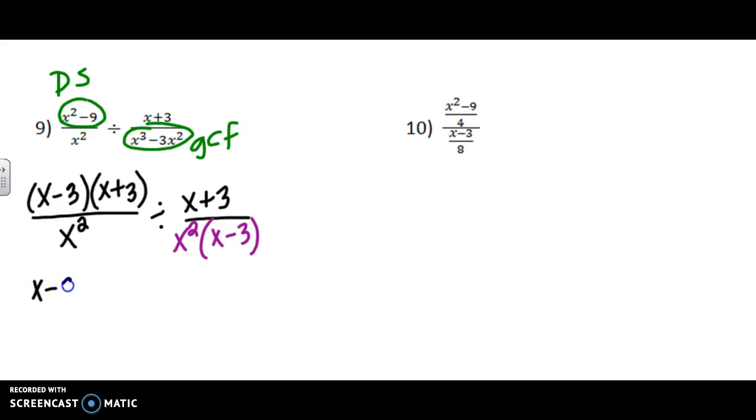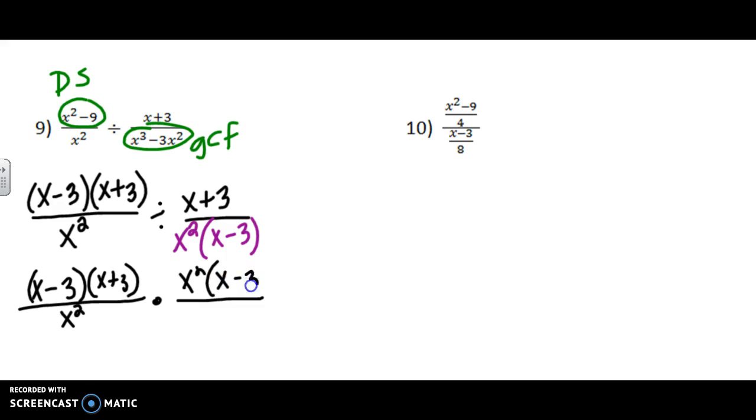So I have my x minus 3, x plus 3. Remember, the first fraction doesn't change. Multiplied by, now we're going to switch this. This stuff moves to the upstairs. X plus 3 to the downstairs. So what we did was we flipped this one and changed that to multiplication.